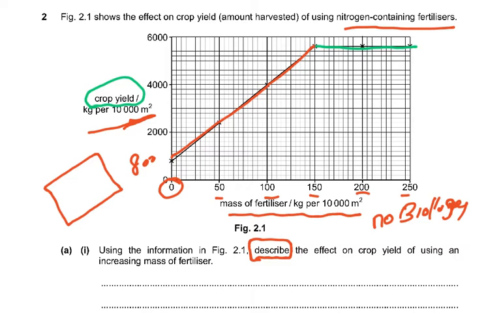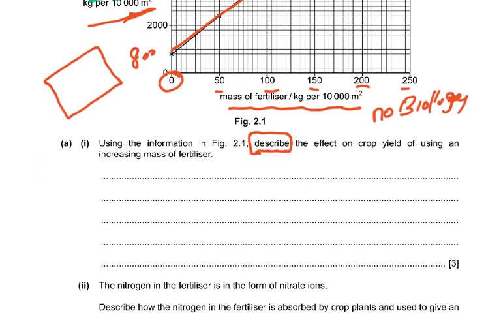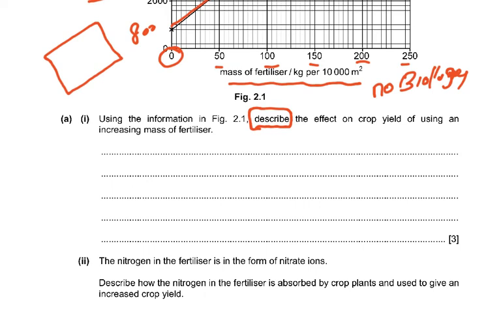So when it says describe, I don't want any biology here, like adding nitrogen, and the glucose and nitrogen combine to form amino acids. So nitrogen is the limiting factor, the more nitrogen in the fertilizer, the more protein. I said no biology. So these 3 marks are marks which everybody should get, because if you don't know any biology, you can still do this part of the question.